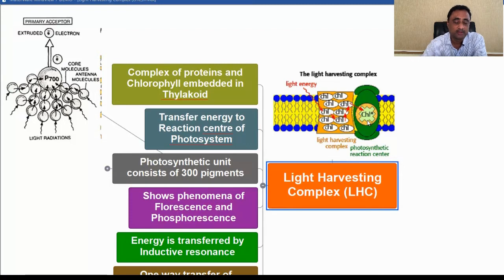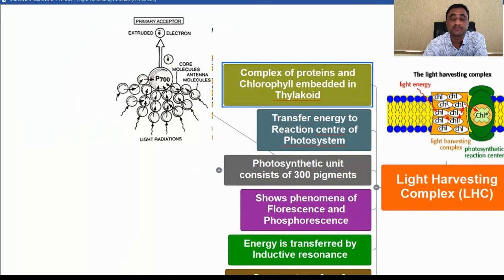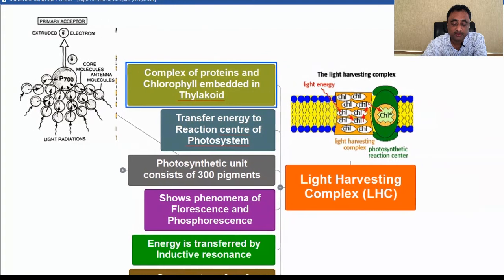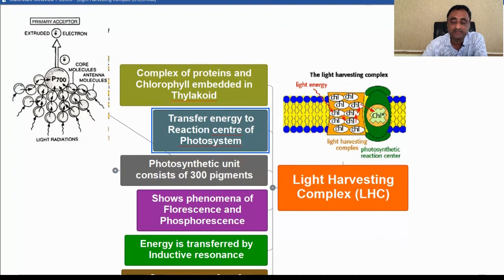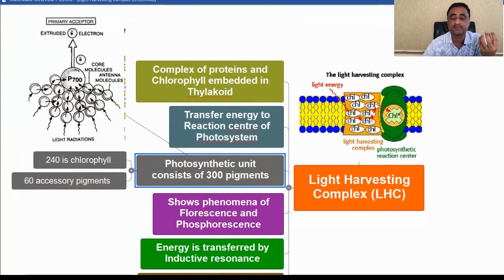Now, what is the function of the light harvesting complex? The function is the transfer of energy to the reaction center. You can see there how the energy is being transferred to the reaction center, right? Now, what exactly is a photosynthetic unit? A photosynthetic unit consists of 300 molecules, right? And out of 300 molecules, 240 are chlorophyll molecules. It can be chlorophyll A, it can be chlorophyll B, right? And the other 60 are accessory pigments, which are also photosynthetic pigments present in the photosynthetic unit.